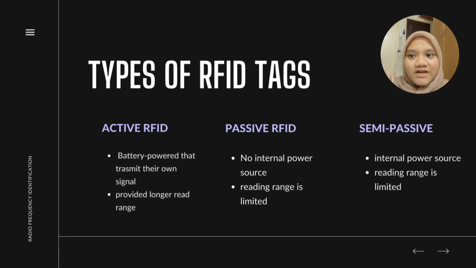Active RFID has its own power supply embedded to transmit feedback to the RFID readers. It also provides a larger reading range. Next, we have the passive tags that have no internal power supply, which makes them rely on the signals sent from the reader to transmit their feedback. Reading range is limited compared to the active RFID tags, while the semi-passive tag is better powered but transmits its signal to the reader. It requires energy from the electromagnetic wave from the reader.